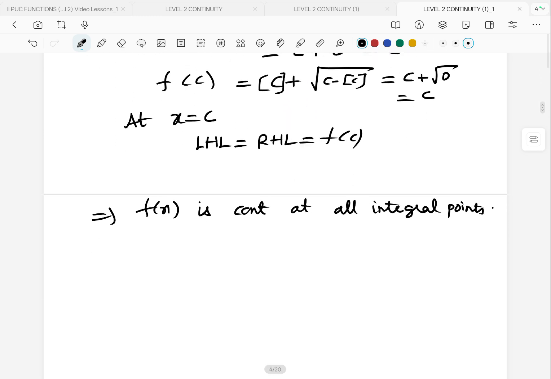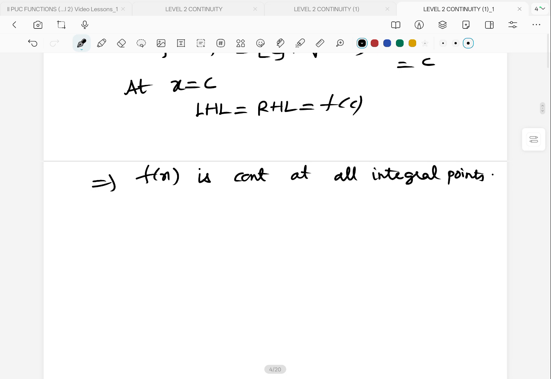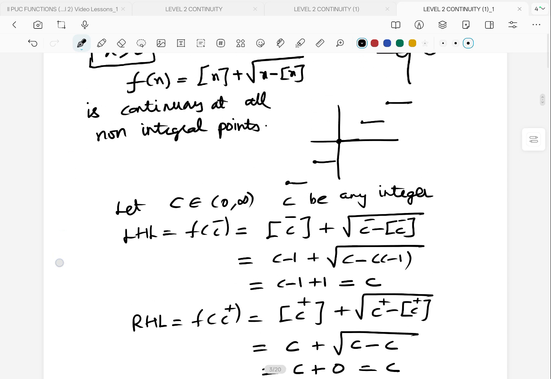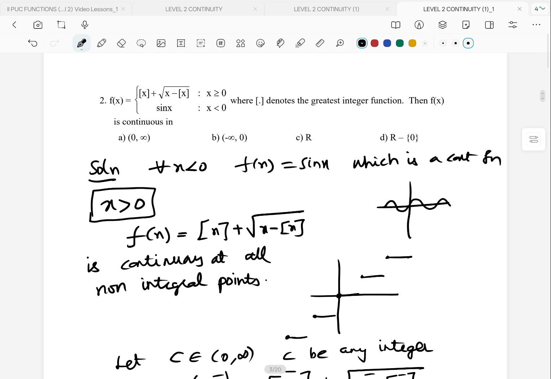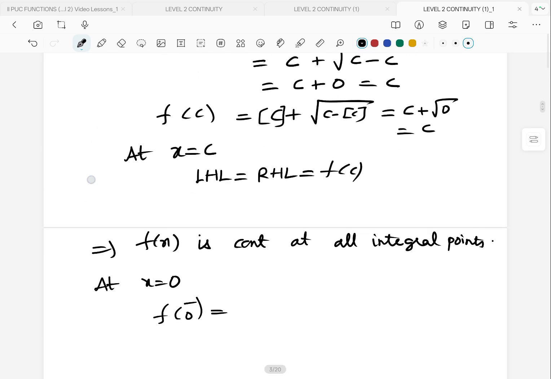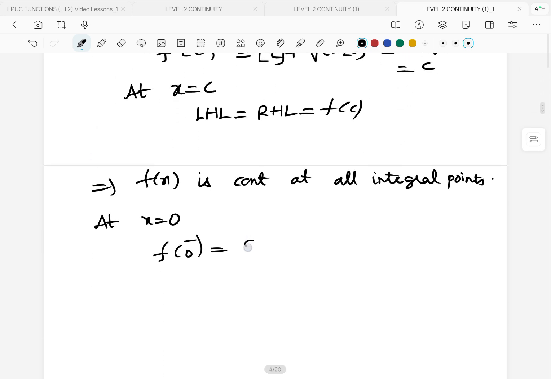So now we are left with only x at 0. Now at x equal to 0, let us discuss the left hand limit. The function is defined this way, you see. For all x less than 0, it is sin x. So the left hand limit at 0 is going to be sin 0, which is 0.